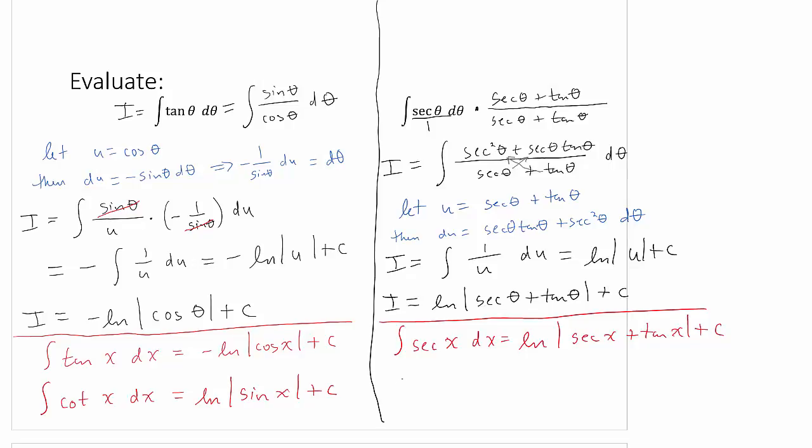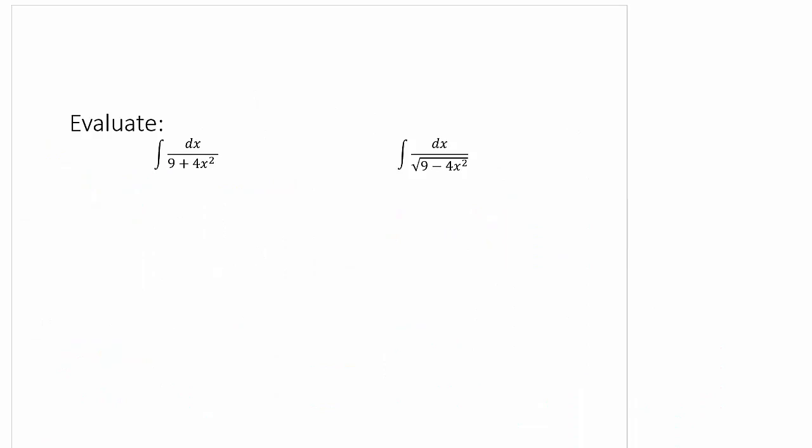Similarly, using a similar idea, we can show that the integral of the cosecant of x dx would be negative natural log absolute cosecant x plus cotangent x plus the constant of integration. All right, so there are the antiderivatives for tangent, cotangent, secant, and cosecant. Again, it's probably a good idea to just memorize those. All right, let's look at a couple more examples.